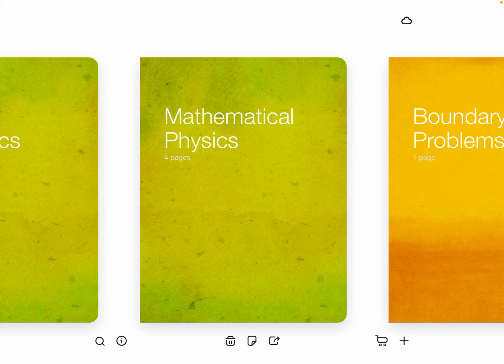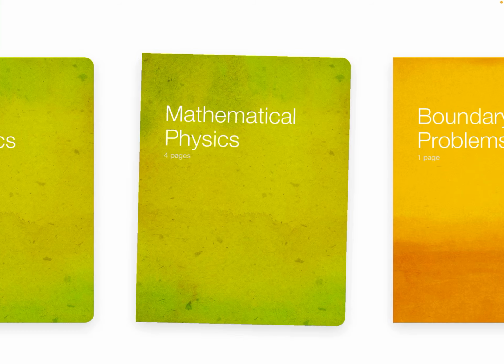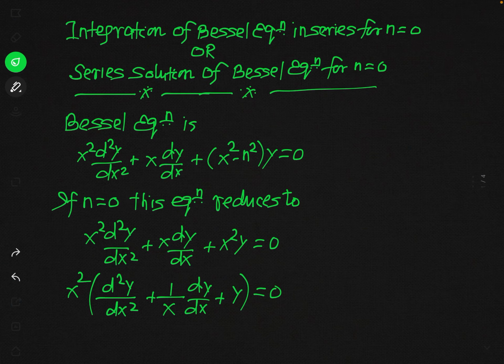In the previous lecture, we discussed the solution of Bessel equation. In the first lecture, we discussed that the solutions of Bessel equation are Bessel functions of the first kind, denoted by Jn of x and J minus n of x. Those two independent solutions were obtained when n is not equal to 0 and n is not an integer.